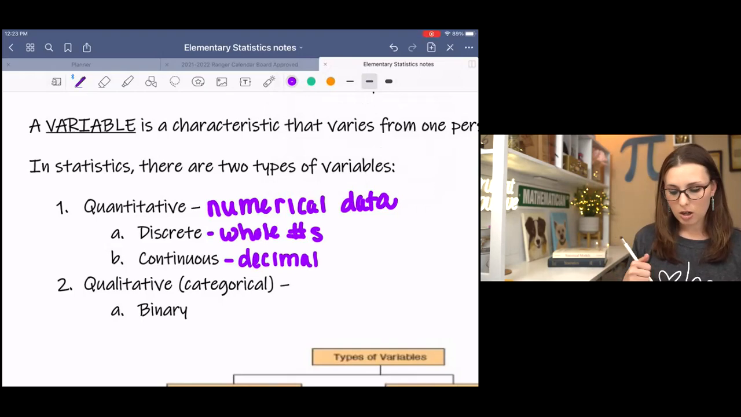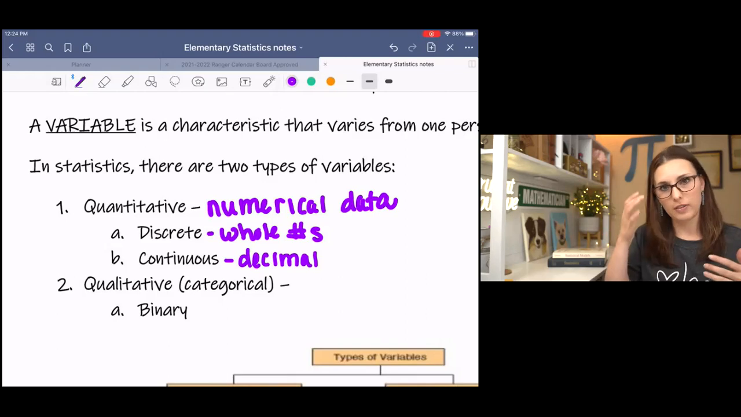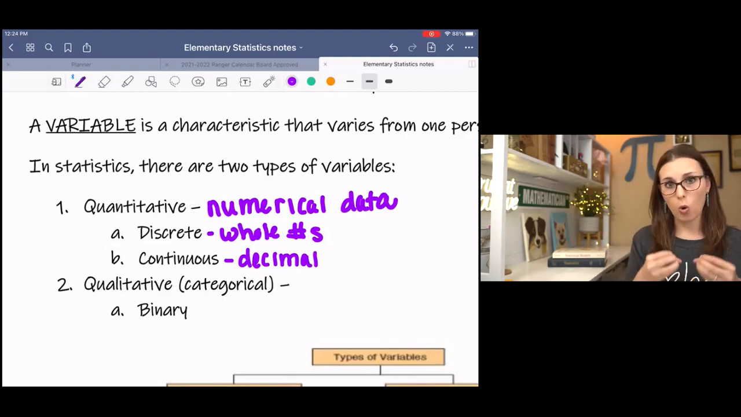For example, in a discrete variable, if we were asking how many TVs you have in your household, you're not going to have half a TV. You're going to have 1, 2, 3, 4, however many TVs you have in your house. So those are whole numbers, entire units. Or how many people you have in each of your classes. There's not half of a person, everyone's a whole person. So those are discrete variables.